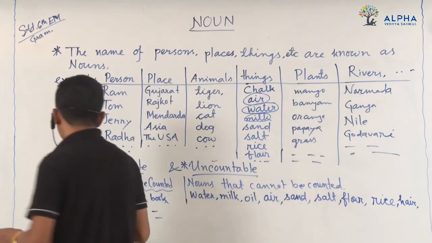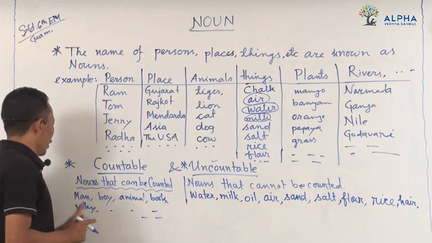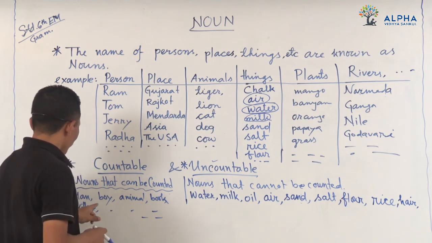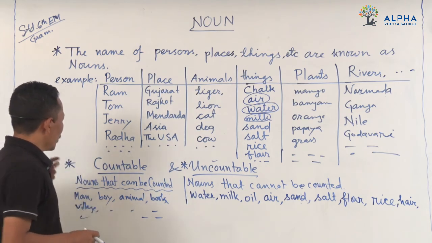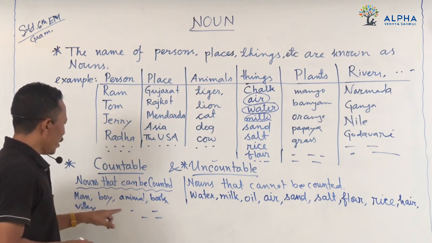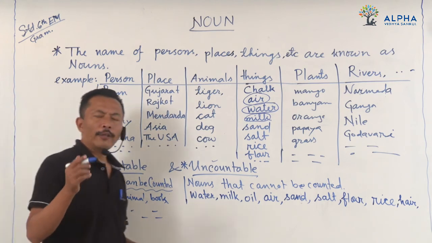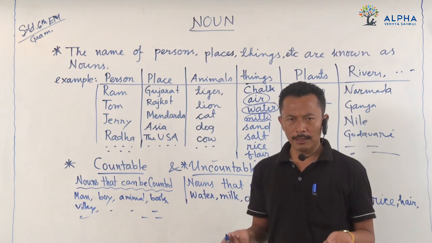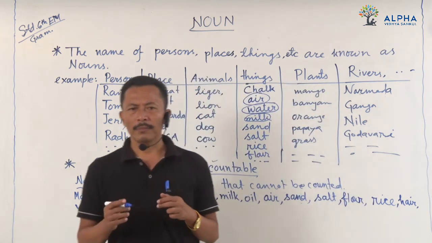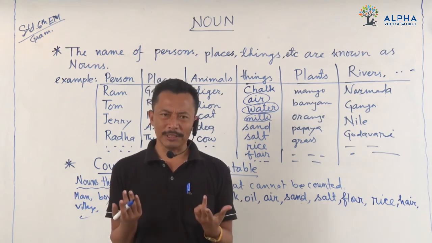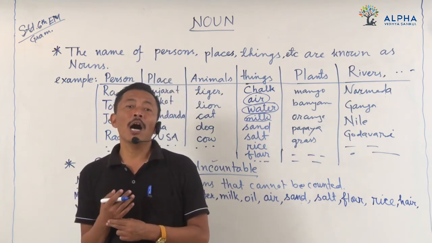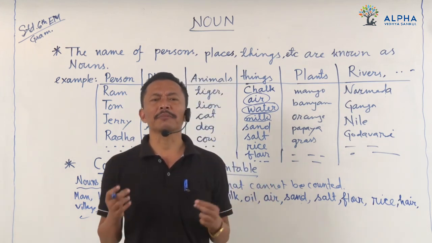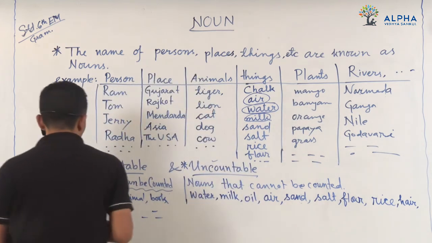So, students, nouns that can be counted: man, boy, animal, book, village, and you can say teacher, brother, sister. How many sisters do you have? I have one sister. How many brothers do you have? I have three brothers. Yes, we can count how many brothers. Brother is a person, and a person can be counted.